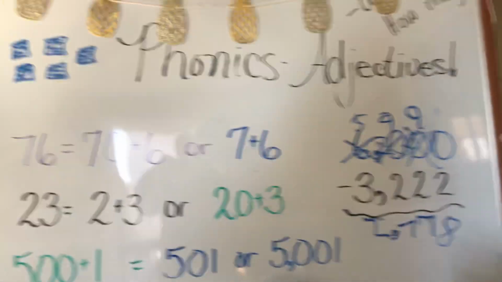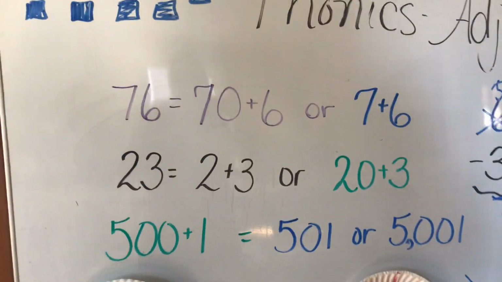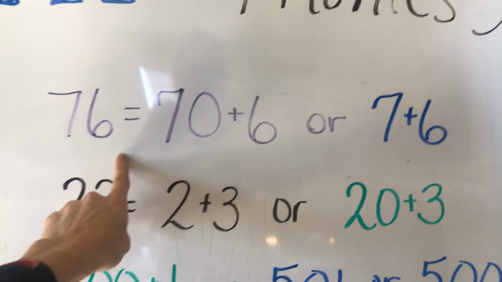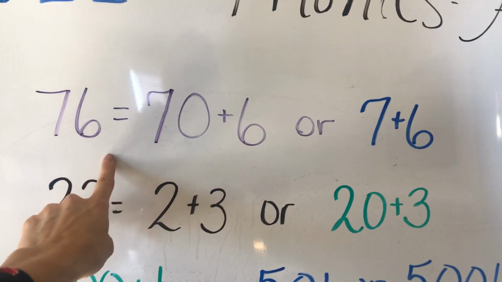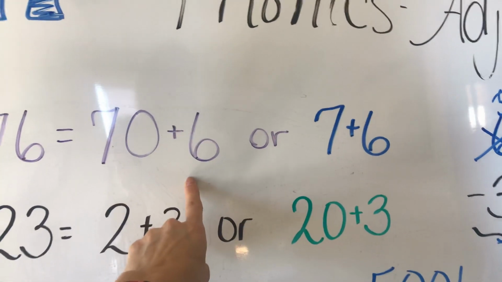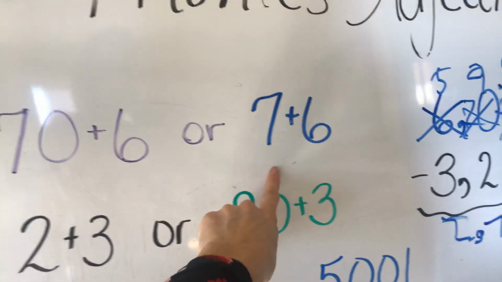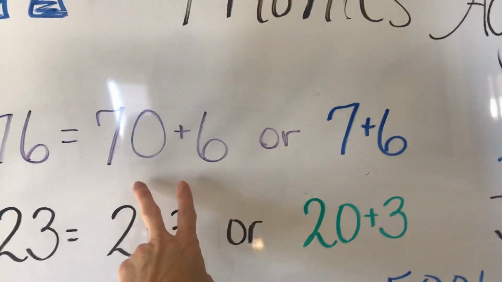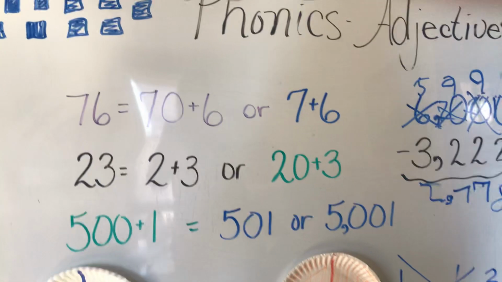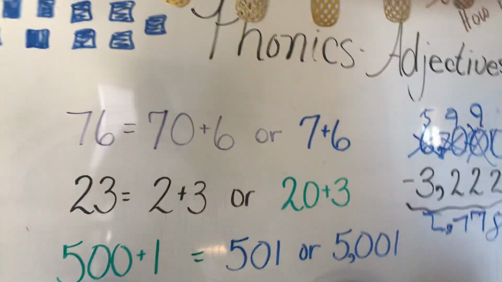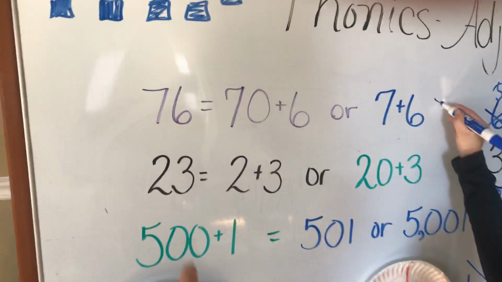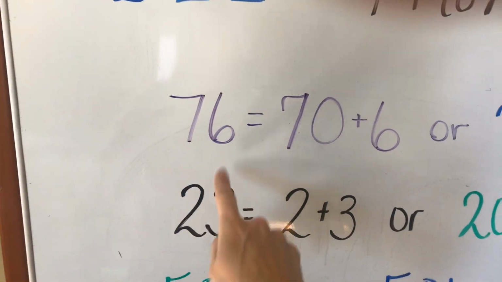Now, the next thing that I want to look at is our problems here. So I have 76. What combination could make 76? Would it be 70 plus 6 or 7 plus 6? Which one of those would I add together that would give us 76? Ben, what's 7 plus 6? Equals 13. Is that our answer of 76, Ben?